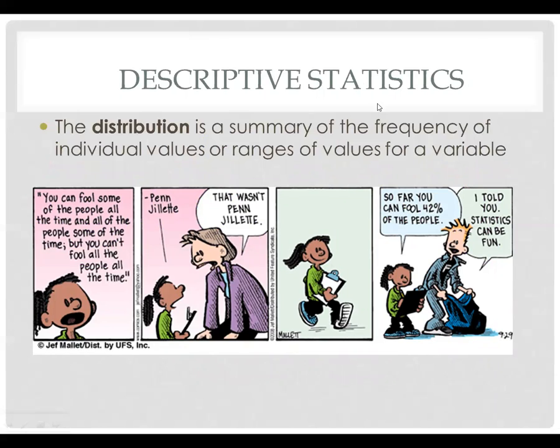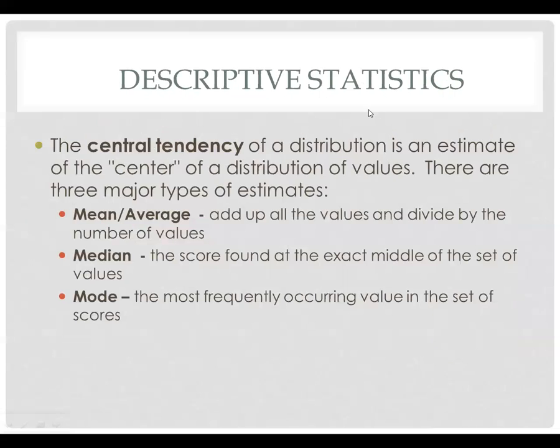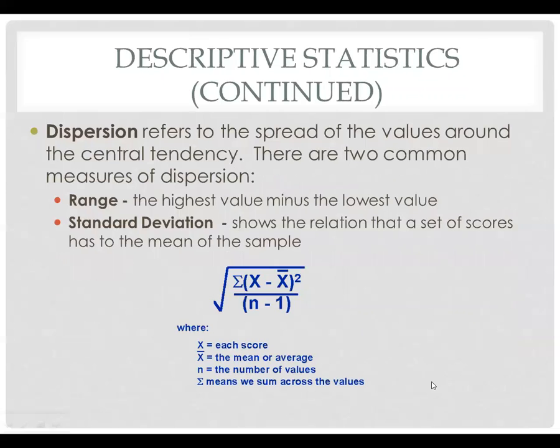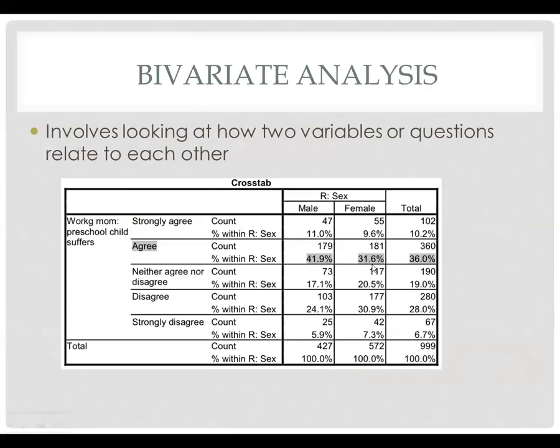And then the last couple things we looked at were just descriptive statistics. You know, we looked at distribution, which is the summary of the frequency of values or ranges of values for a variable. We looked at central tendency, which is how things distribute across the center of a distribution, and we look at center meaning mean or average, median, and mode. So 3 ways of looking at the center and how things distribute around the center. And then we looked at dispersion, which is how spread out these values are across that center. And so looking at the range and looking at standard deviation are ways to look at that.